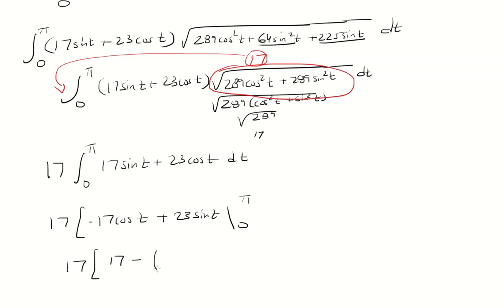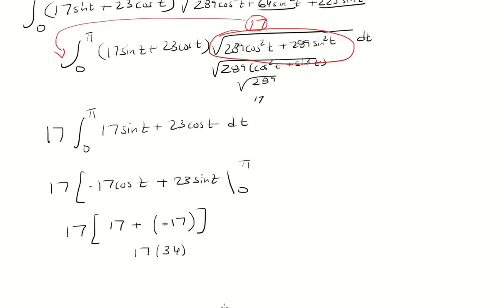And then minus, now I'm going to plug in 0 for t, so negative 17 cosine 0 is negative 17, and then sine 0 is also 0. So we have 17 minus negative 17. We're going to add these. So this is 17 times 34, which is 578. And that is our final answer.